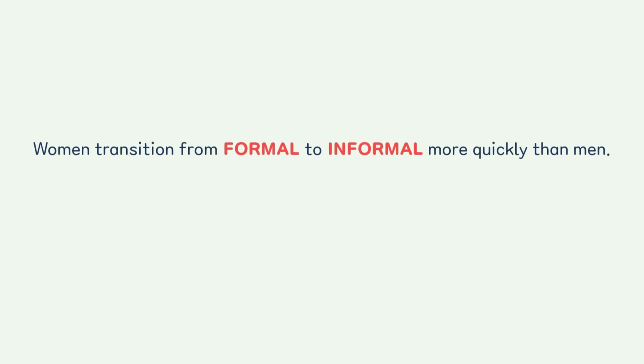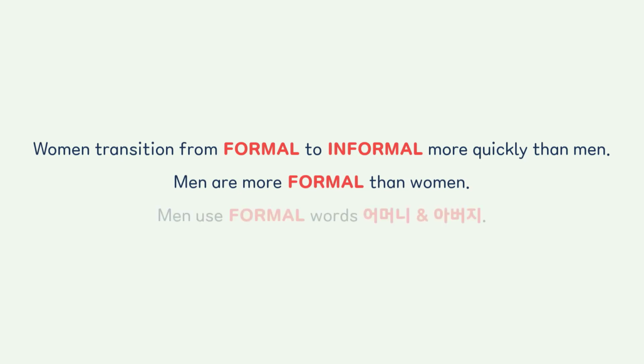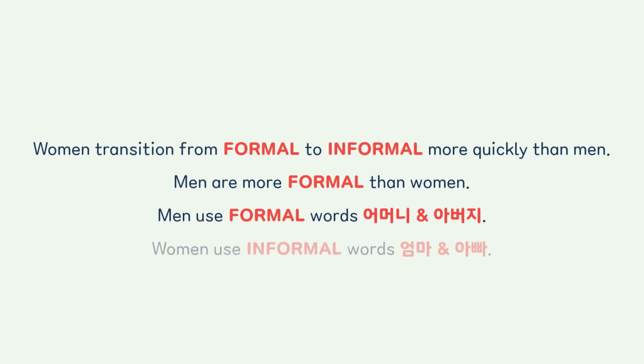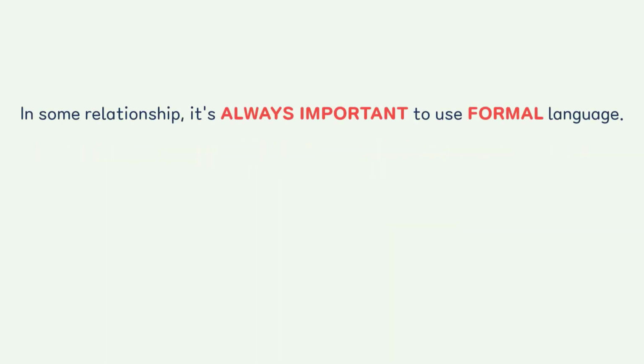One other factor to consider is that women tend to transition from formal to informal language much more quickly than men, even if there is an age gap. And in general, men in Korea tend to be more formal than women, which is why almost all men call their parents by the formal words 어머니 and 아버지, while women tend to call their parents by the informal forms 엄마 and 아빠.